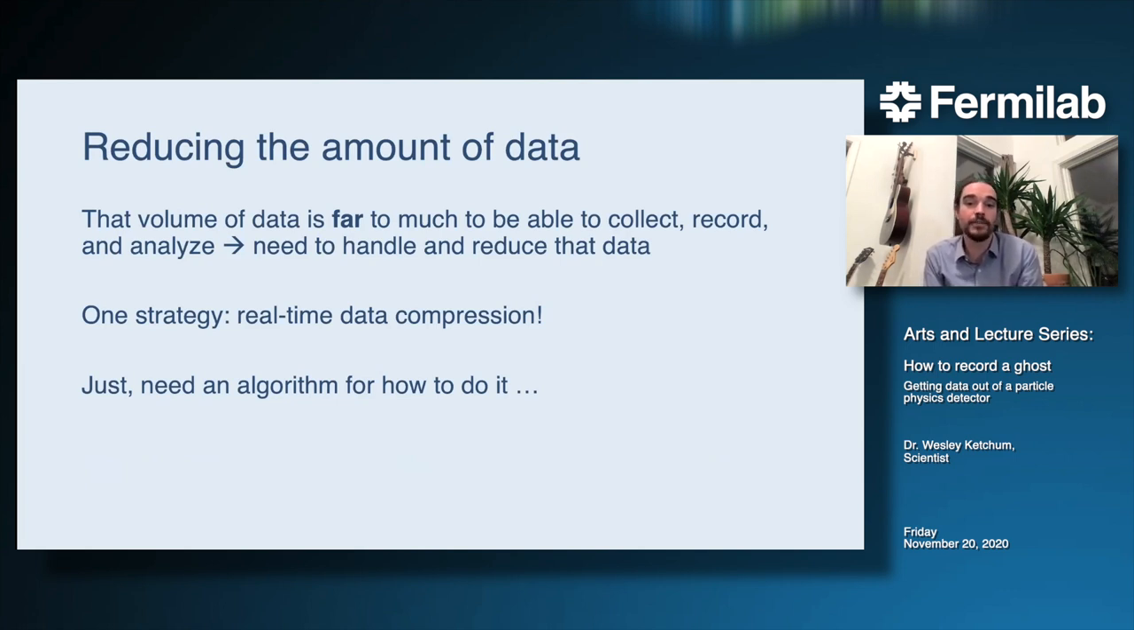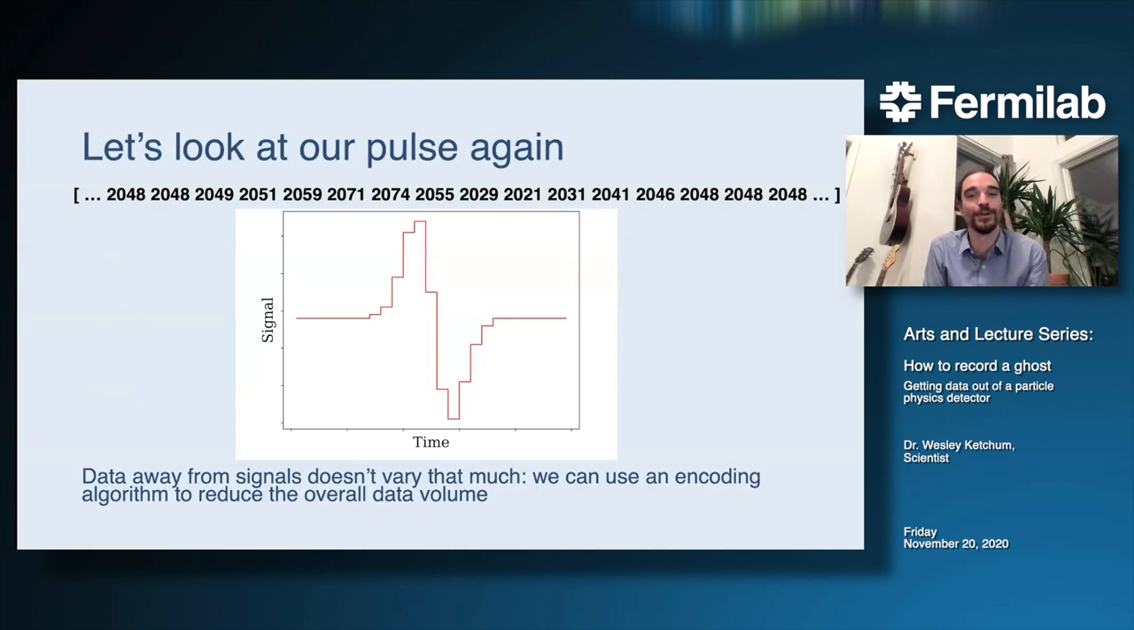And so we need to try to find ways to handle and reduce that data. One of the things that we do that I think is really cool is real-time data compression in MicroBooNE. In order to do data compression, you have to come up with some nifty algorithm for how you're going to do that. Let me walk through that with you real quickly, because I think this is just so super cool.